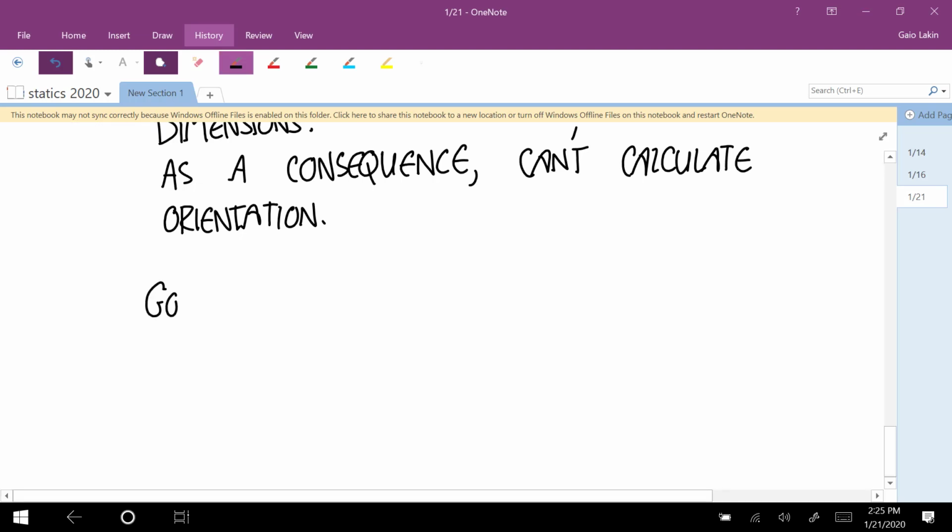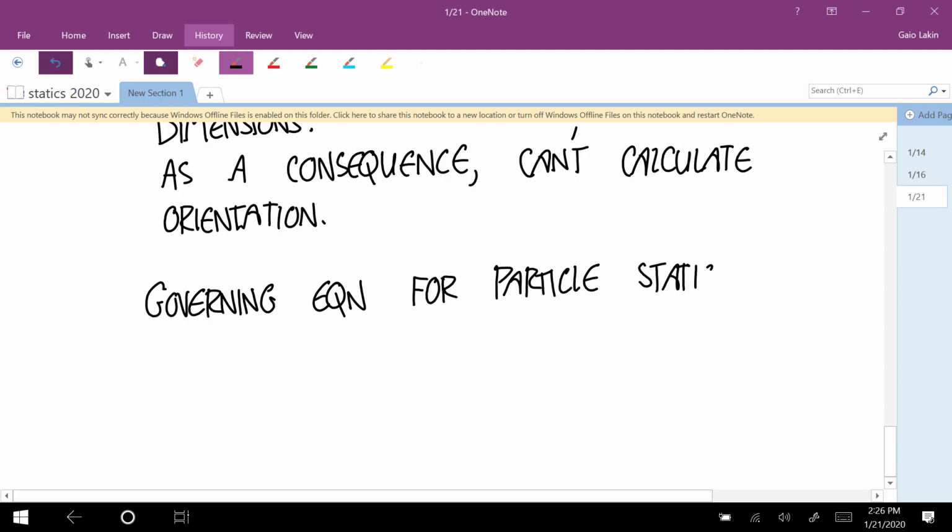The governing equation for particle statics is Newton's second law. Since this is statics and we're not dealing with things accelerating, Newton's second law says to add up all the forces on the particle, and they add up to the zero vector.